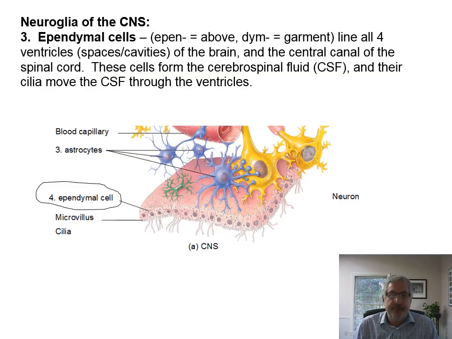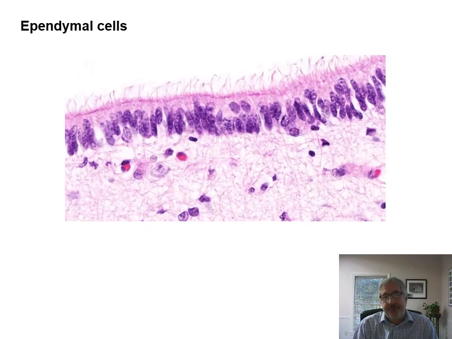Okay, and next slide. And the ependymal cells, those are the ones that line the central canal and the ventricles of the brain. Those are spaces that are within the brain. You actually have holes in your head, holes in your brain that are fluid filled, and these cells help form the cerebral spinal fluid, the CSF. And their cilia move the cerebral spinal fluid through the ventricles and up and down the central canal of the spinal cord.